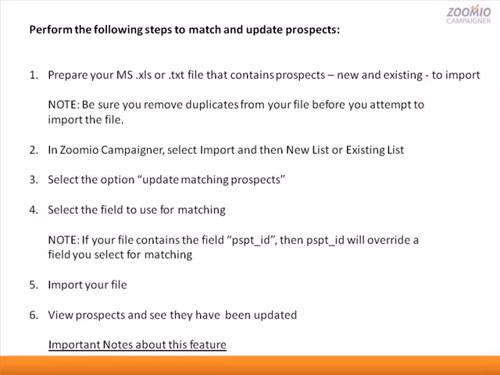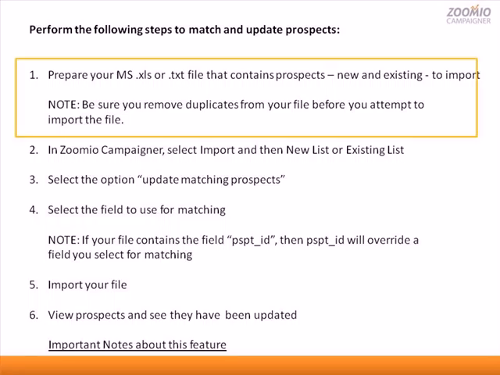Here are the steps that we'll perform to see how the match and update feature works. First, we'll prepare an Excel file that contains email addresses for prospects that exist in a Zoomio Campaigner account. We'll then import that file, and then we'll view prospects that have been updated. Let's start by looking at the Excel file that we want to import.